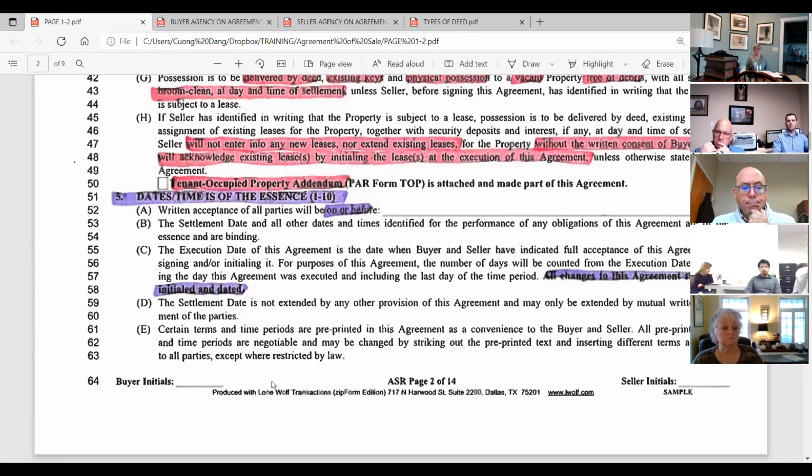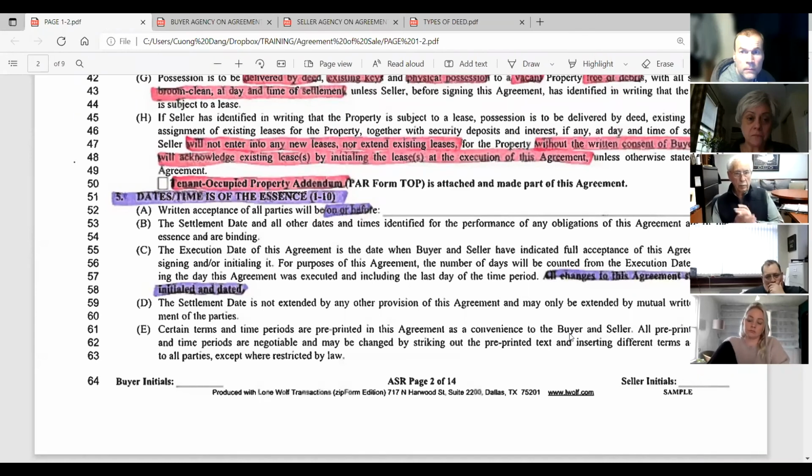Jim? That's a good question. I've always gotten them to change it and initial it, but I would say no once you accept the deposit. Is that correct?